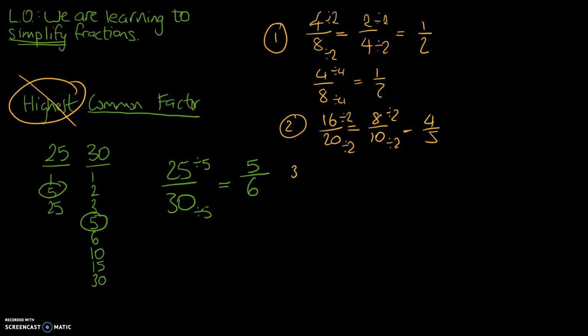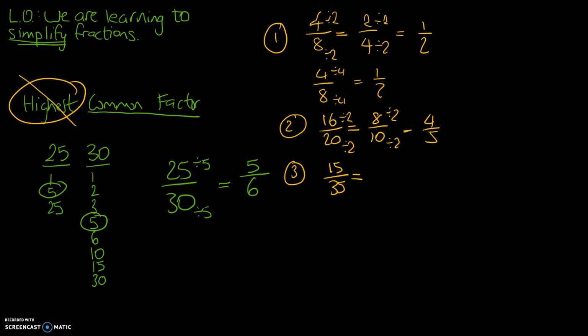Let's have a go at another question. We'll make it a bit more difficult. Let's go 15 divided by 35. So we can't use the divide by 2 trick because they're both odd numbers, so 2 won't be a factor of them. But we need to think what other numbers may be a factor of 15 and 35.